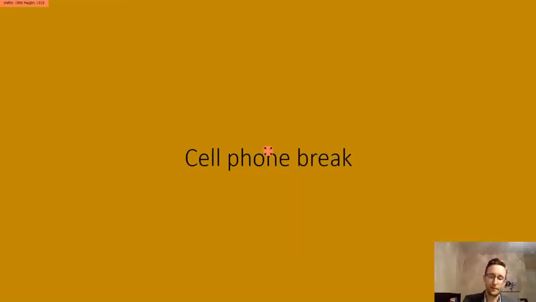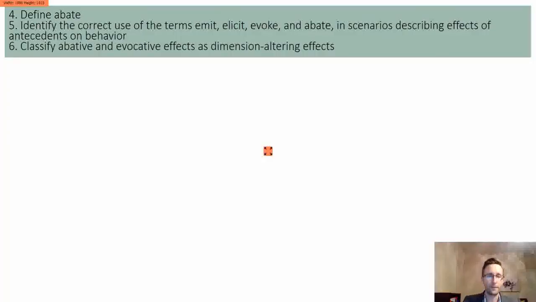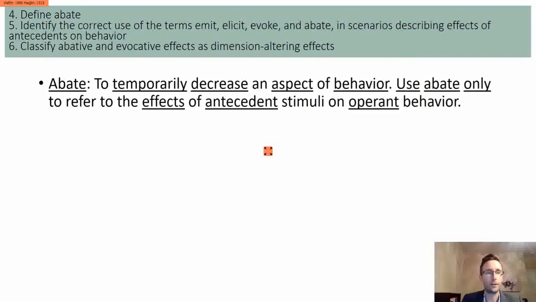Alright, this is the time in our class when we usually take a brief break, but we're going to continue. Objective number 4 is define abate. Objective number 5 is identify the correct use of the terms emit, elicit, evoke, and abate in scenarios describing the effects of antecedents on behavior, and then classify abative and evocative effects as dimension altering effects. Alright, so you've heard the term abate, and now we're going to define it.